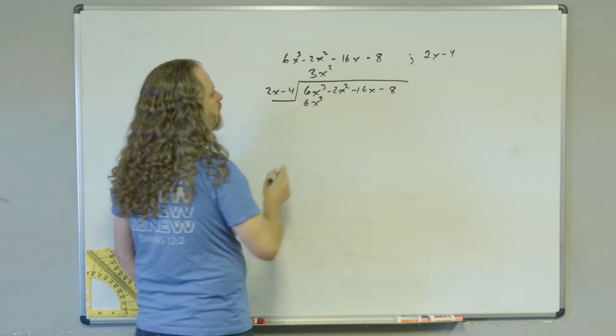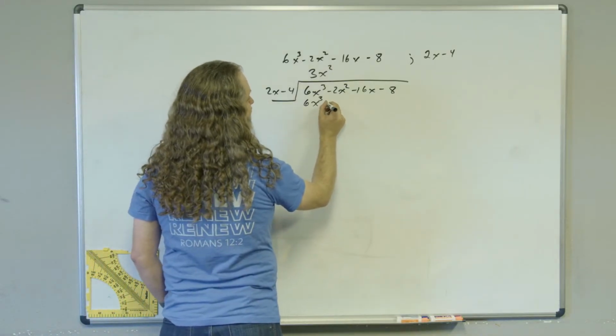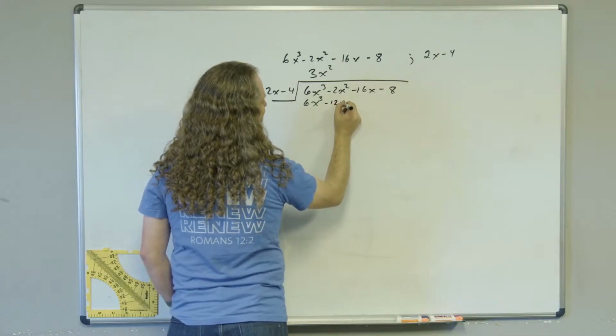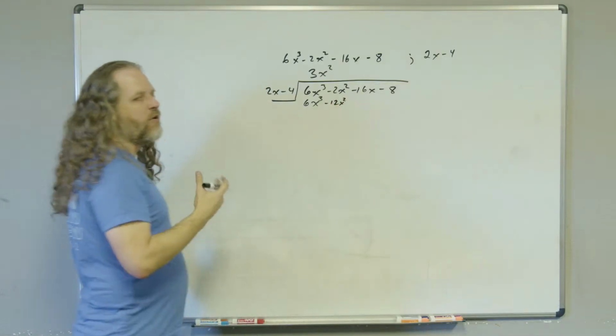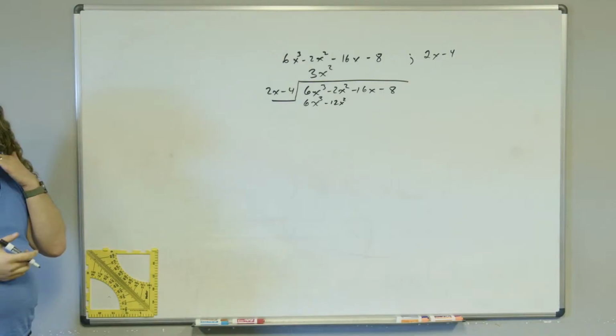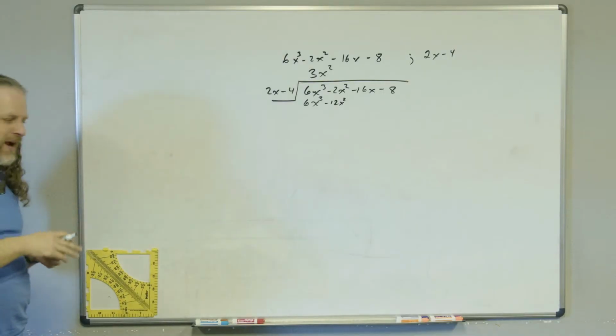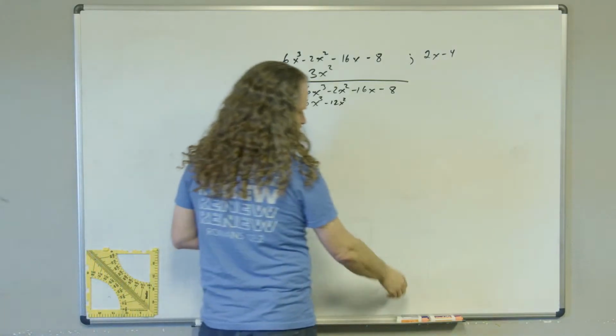It's negative 12x squared. Yes, negative 12x squared. What would be the next step? To subtract, which means you have to flip both the signs, right?